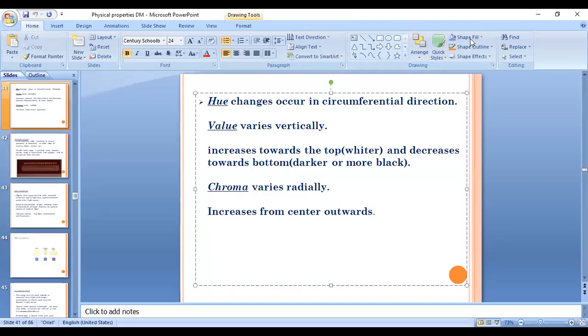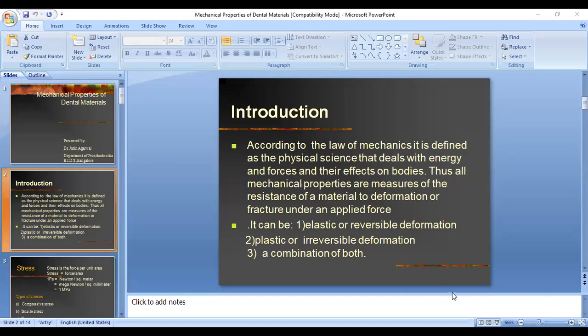Wait a second. Wait a second, we're going through mechanical properties. Here you have one more important thing in your mechanical properties.